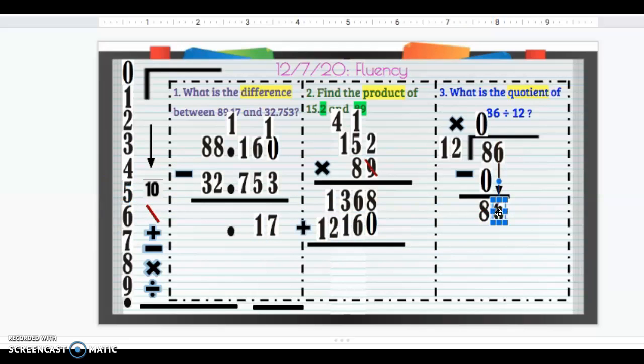Well, 12 times 7 is 84. And that's closest I'm going to get. So I put a 7. And I put an 8 and a 4. And then I subtract. 6 minus 4 is 2. 8, oops, I forgot to put my subtraction sign. Whoopsies. 8 minus 8 is 0.